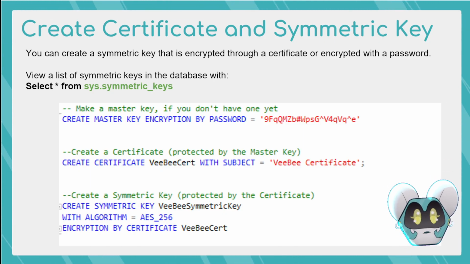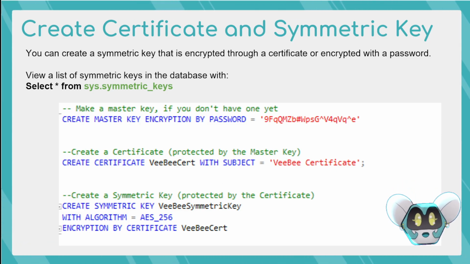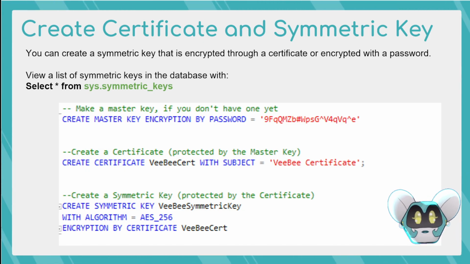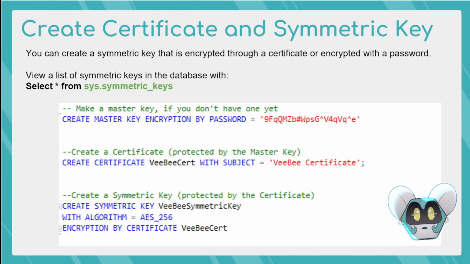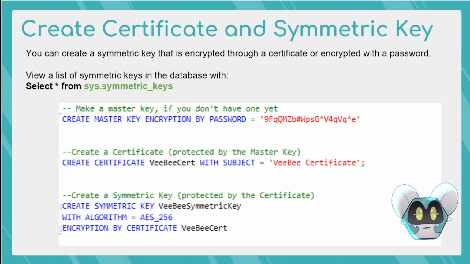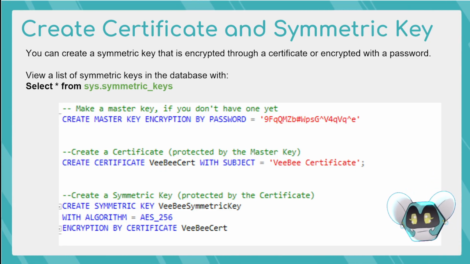So, starting off with creating a master key. If you don't have one already, go ahead and create a master key with the encryption set to a desired password. After that, you can create a certificate and give it a name, and leave a descriptive subject so you know what the certificate is going to be used for. And then you can create a symmetric key that you will use to encrypt your data. That symmetric key will be encrypted by the certificate that you just made.